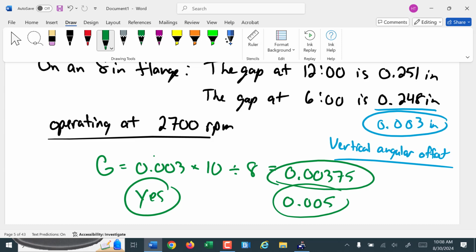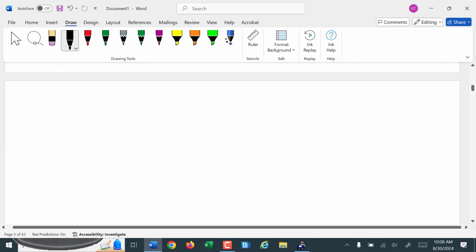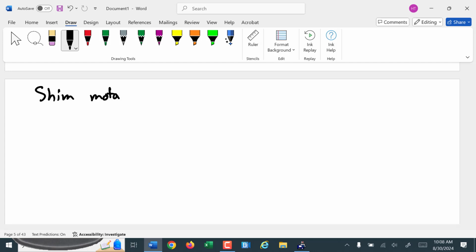Yes. The 2,700 is in the 2,000 to 2,999 range, 0.005. So we are less than acceptable. So yes, that is an acceptable gap in the flange. Any questions on that? So what if we have to shim our motor to make up for this gap?